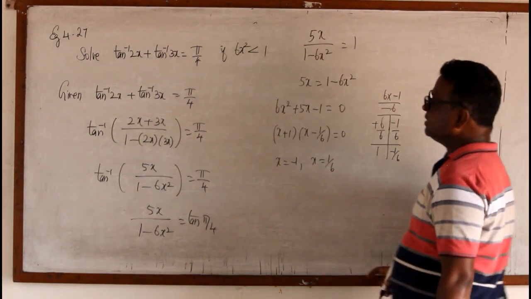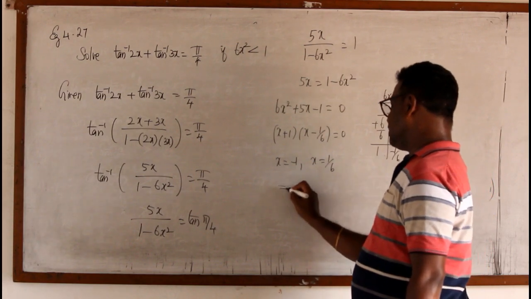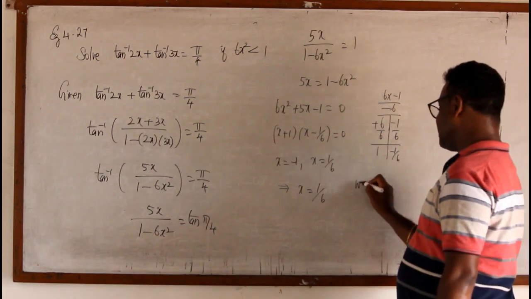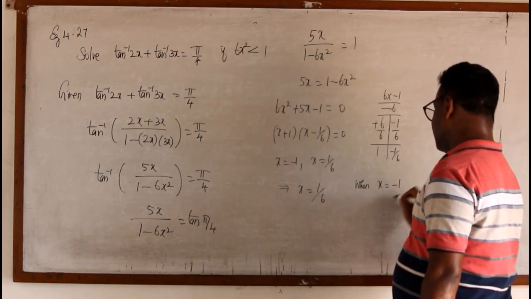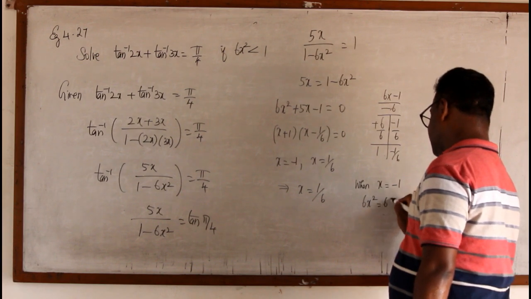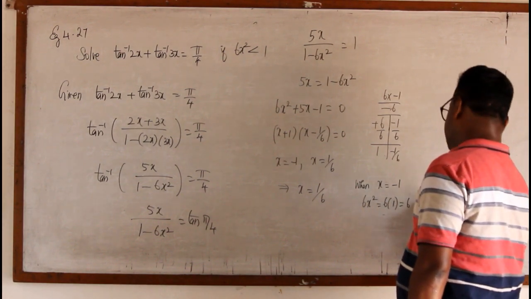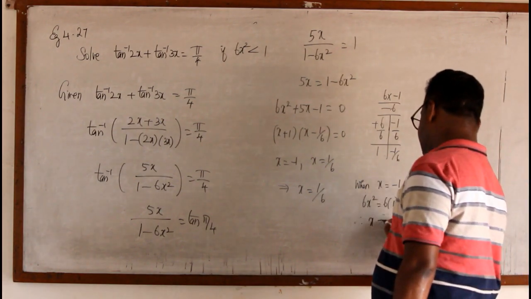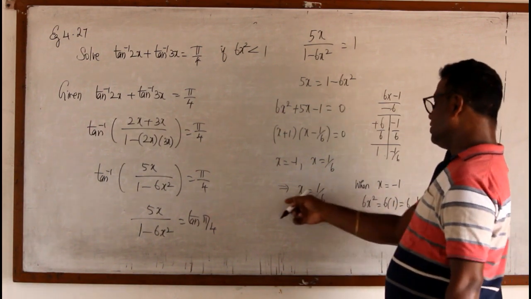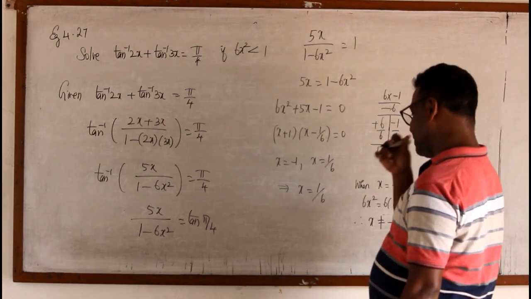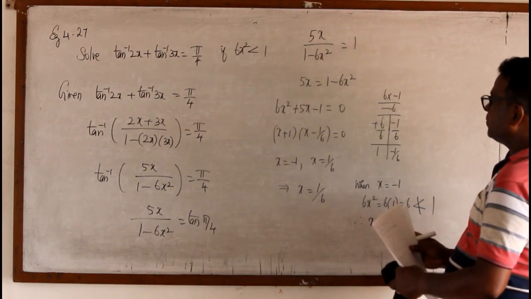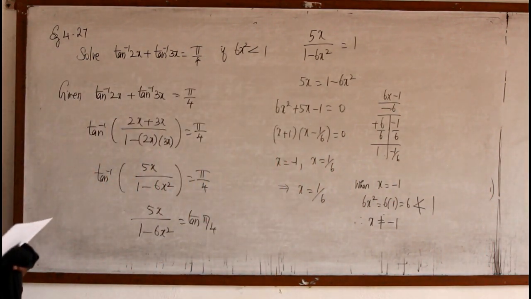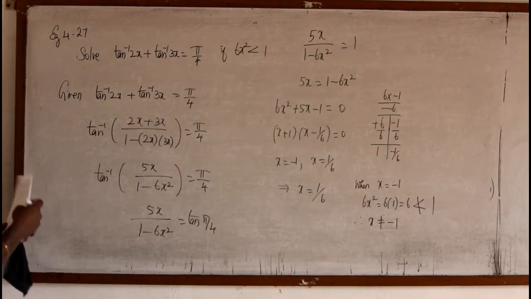Now coming to this condition, x cannot be negative, therefore this implies x equal to 1 by 6. Because when x equal to minus 1, 6x square is 6 into 1, which is 6, which is not less than 1. Therefore x is not equal to minus 1. So when x is 1 by 6, definitely 6x square will be less than 1. Therefore x equal to 1 by 6. With this, the example is over. Now we should go for the next example.